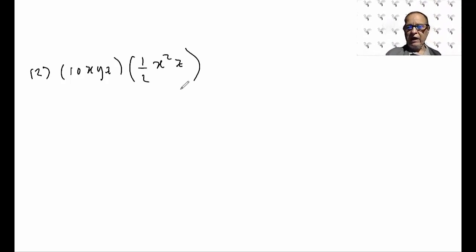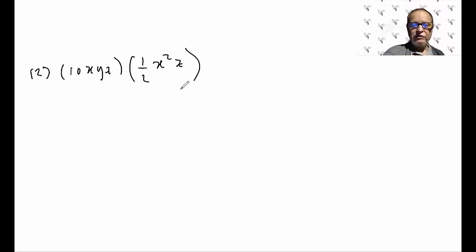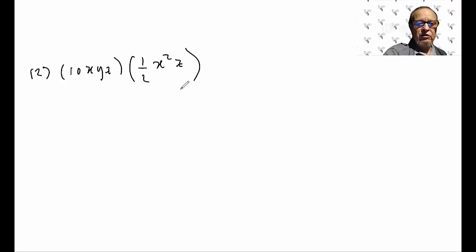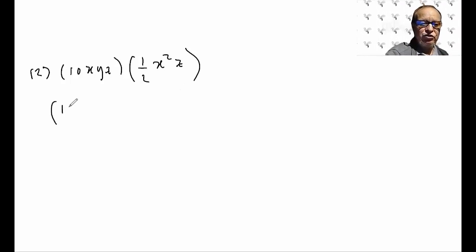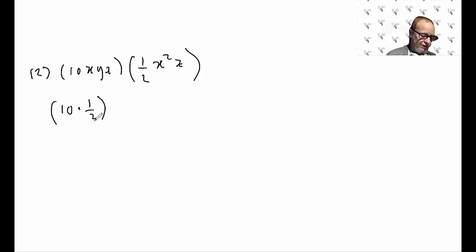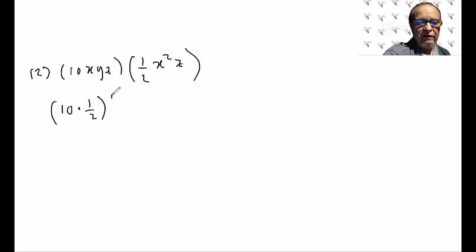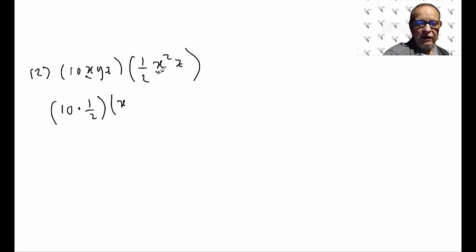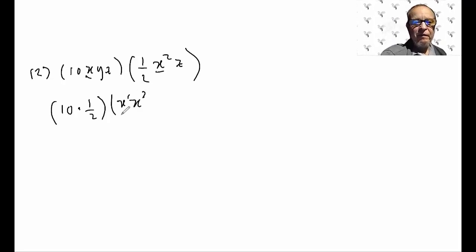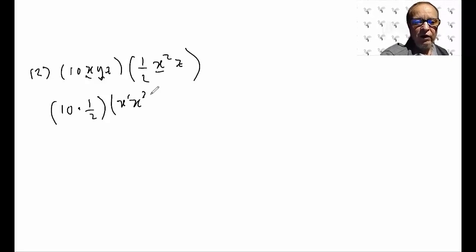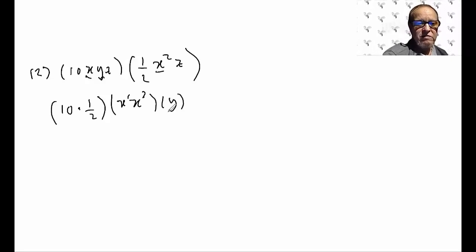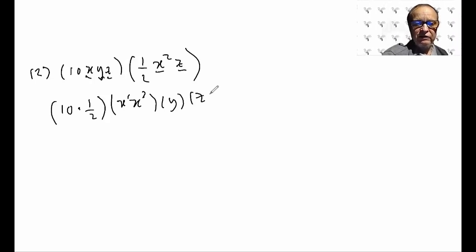Now, fractions happen. So even though there's a fraction there, you could still do the number multiplication. 10 times 1/2. So I put that in one bracket. Then I look for my x's. I have an x from here, I have an x squared, and this is to the first power. And then I have 1y, so I'll put a y here. And then I have 2 z's, so I have z, z.